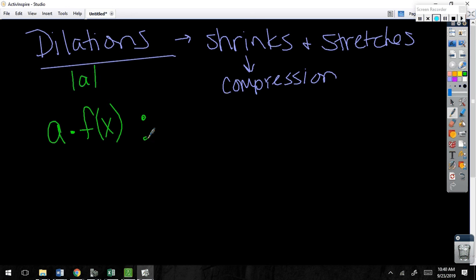If a, or the absolute value of a, is bigger than 1, it is a vertical stretch.